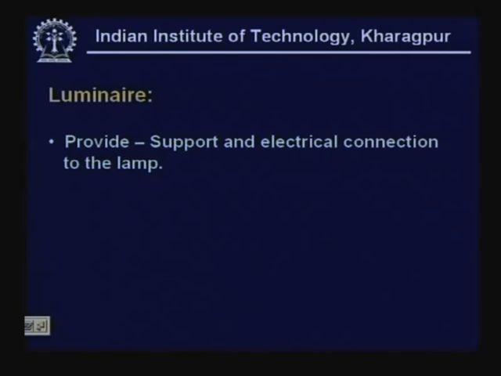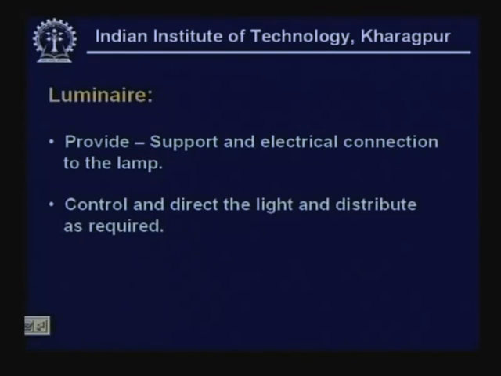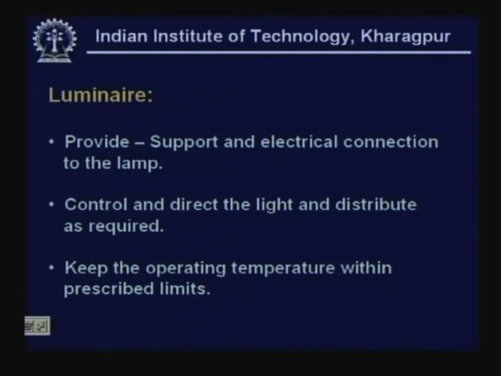And what do the luminaires do? They support and also bring electrical connections to the lamp. Remember, all sources are being fed by electrical energy. They in fact control and direct the light and distribute as required. And there is an additional responsibility on the whole system, that you have to keep the temperature within the prescribed limits. If our illumination system raises the temperature, it is going to be a burden on the air conditioning system, especially in interior lighting.